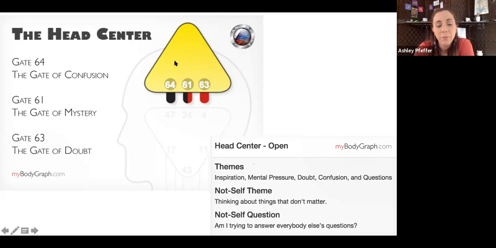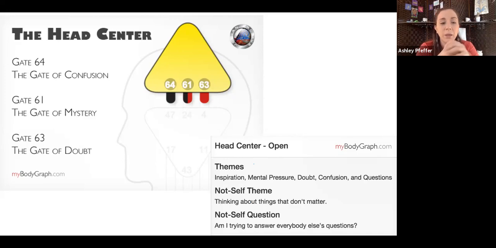When you have this center defined, you have consistent inspiration, ideas coming to you. It's almost like your mind doesn't shut off. And usually if you have a defined head, you usually have a defined Ajna as well, and the mind just keeps going. So you're here generating ideas, coming up with things, conceptualizing things, grounding things so that you can share them. And you get to decide what you hold on to and what you let go, because just because you have the idea doesn't mean you do something with it.